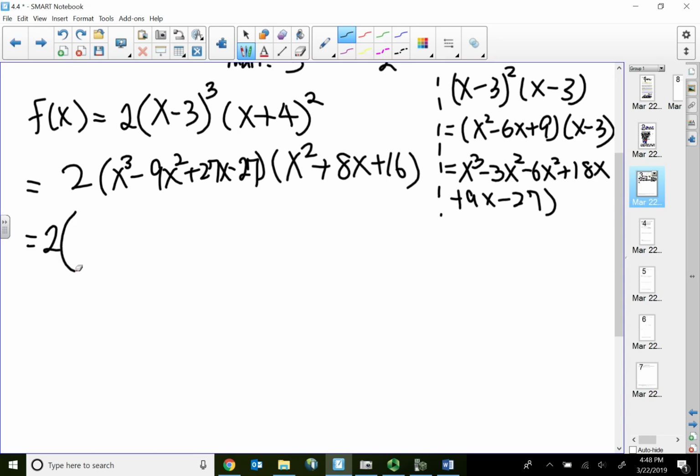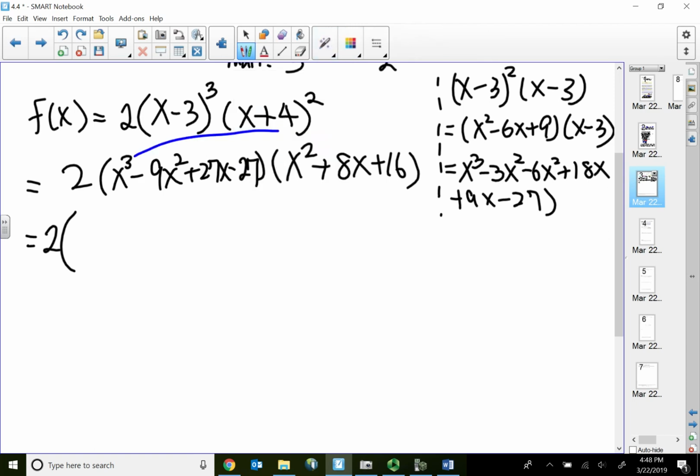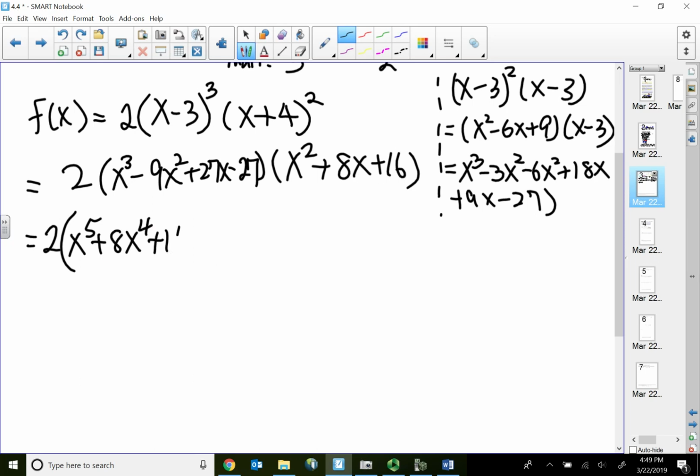I'm going to write a big old parenthesis right here. I'm going to write this out so you can follow along. X to the third times these 3 terms. X to the third times x squared will be x to the 5th. X to the third times positive 8x is positive 8x to the 4th. X to the third times 16 is positive 16x to the third.